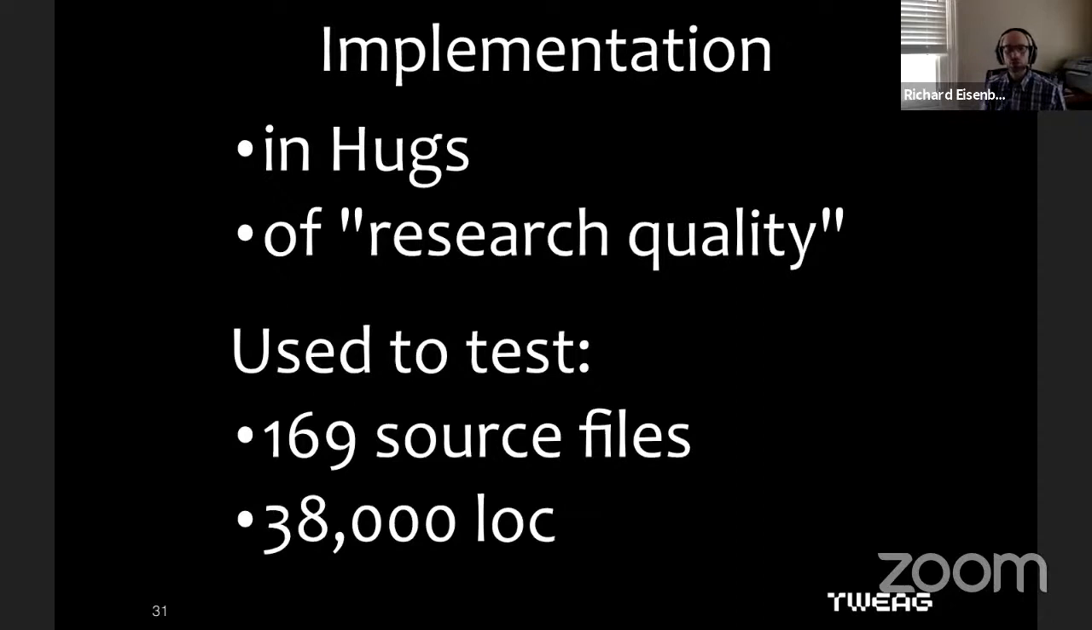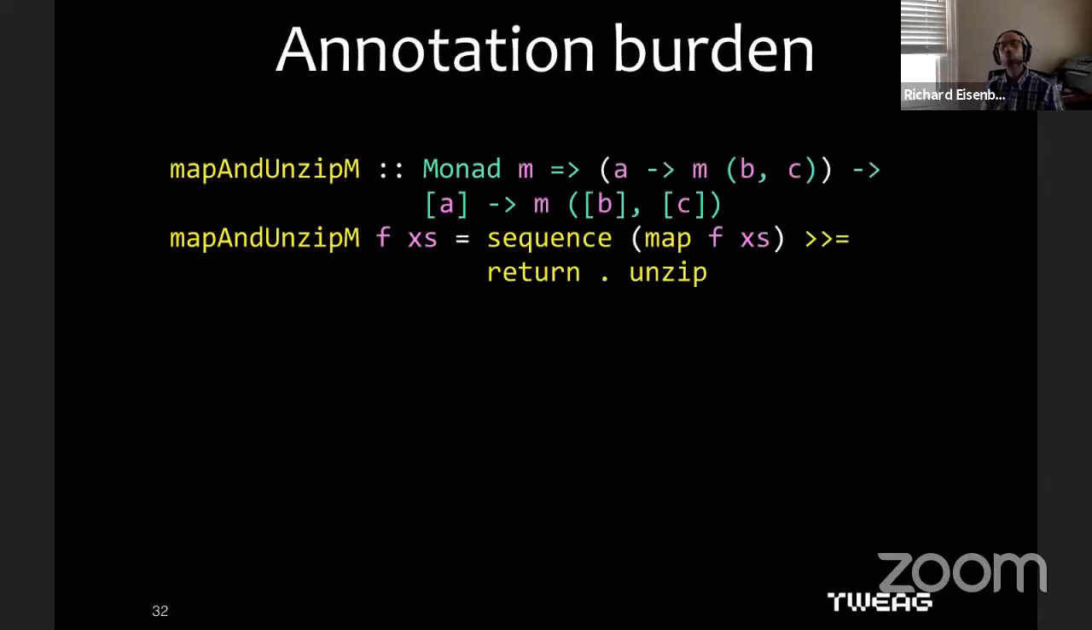And I want to go back. This is going to be the answer to the question from a little while ago about what if there are extra constraints that we need? Hopefully this will answer that question as we look into this, because we were worried about an extra annotation burden. So here's one of the functions that was in our test suite: mapAndUnzipM. The idea here is that we have a monadic function f, and running f in the monad m produces a pair b and c. And we want to lift that to work over a list, and we want to get out not a list of pairs, but a pair of lists. And so here's the implementation of mapAndUnzipM. It does the map and then it unzips.